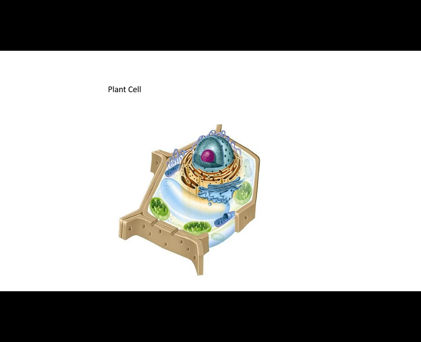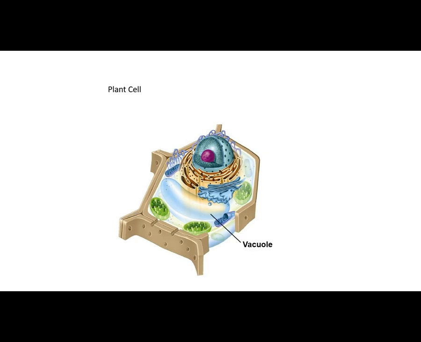This is a plant cell. So here's the nucleolus, the nucleus, smooth endoplasmic reticulum, rough endoplasmic reticulum, the cell wall, which is different from the animal cell because the animal cell doesn't have a cell wall. Cell membrane, which is on the inside of the cell wall. We have a chloroplast, which is where photosynthesis occurs.